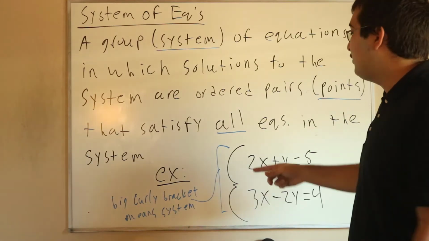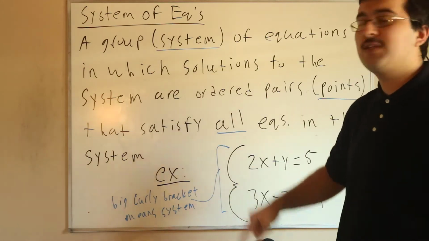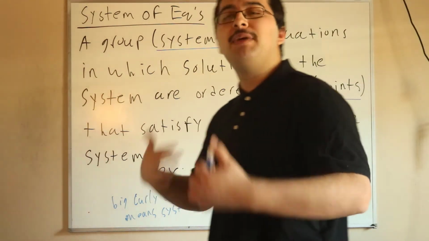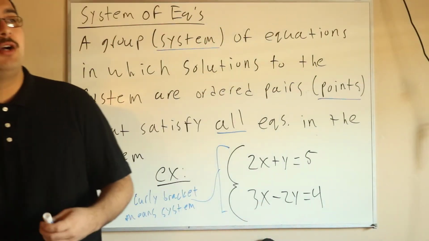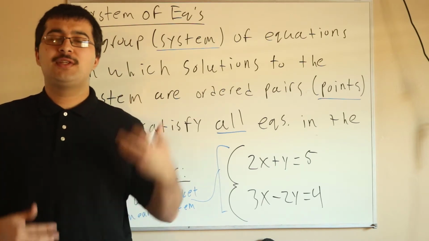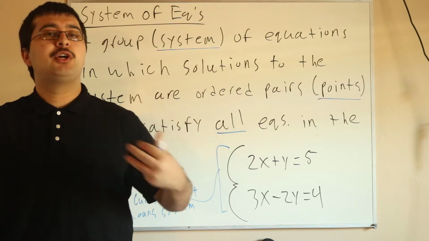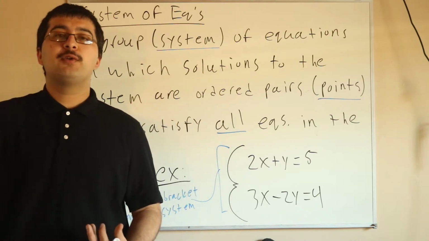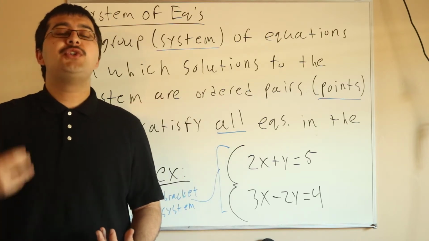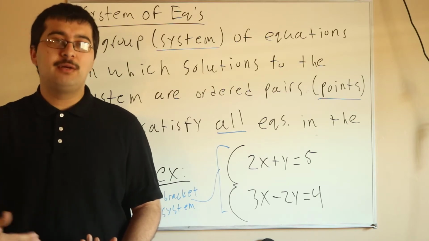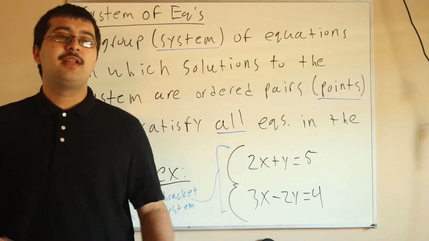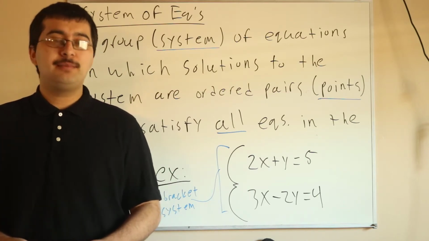So solutions have to satisfy all equations in the system, and that's pretty much going to be the biggest difference from what we've been talking about before with single equations. The big difference between single equations and systems of equations is in regards to their solutions. For systems of equations, solutions need to satisfy all equations in the system. That's the big core difference, okay?